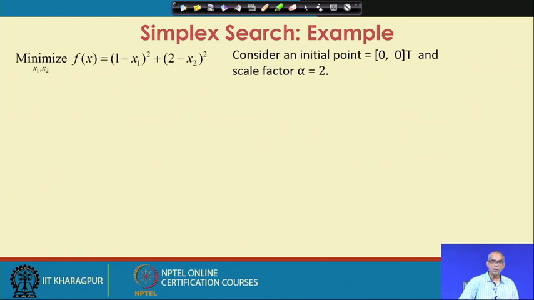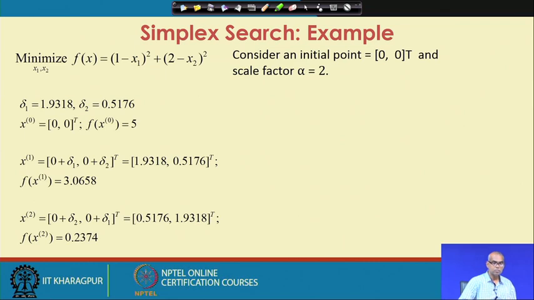So, let us now consider a simple example to illustrate the idea. Minimize a two variable function, 1 minus x 1 whole square plus 2 minus x 2 whole square. We consider an initial point 0 0 and scale factor alpha equal to 2. We have to generate the initial simplex. So, make use of the definitions of delta 1 and delta 2 given the initial starting point 0 0 and scale factor alpha equal to 2. We have seen how to obtain delta 1 and delta 2 in previous slides.